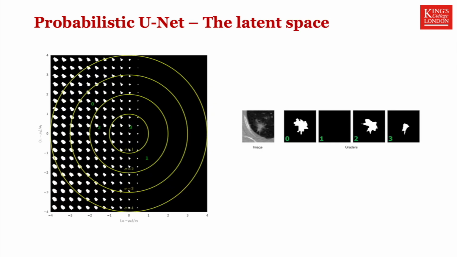You can also look at the latent space. So if you were to sample what the segmentation would look like at different points of the latent space, you see that on the left part of the latent space, the nodule is bigger, on the right part it is smaller. On the top part, you have a slightly more rounded shape, and in the bottom part, you have a slightly more elongated shape with a little tail.